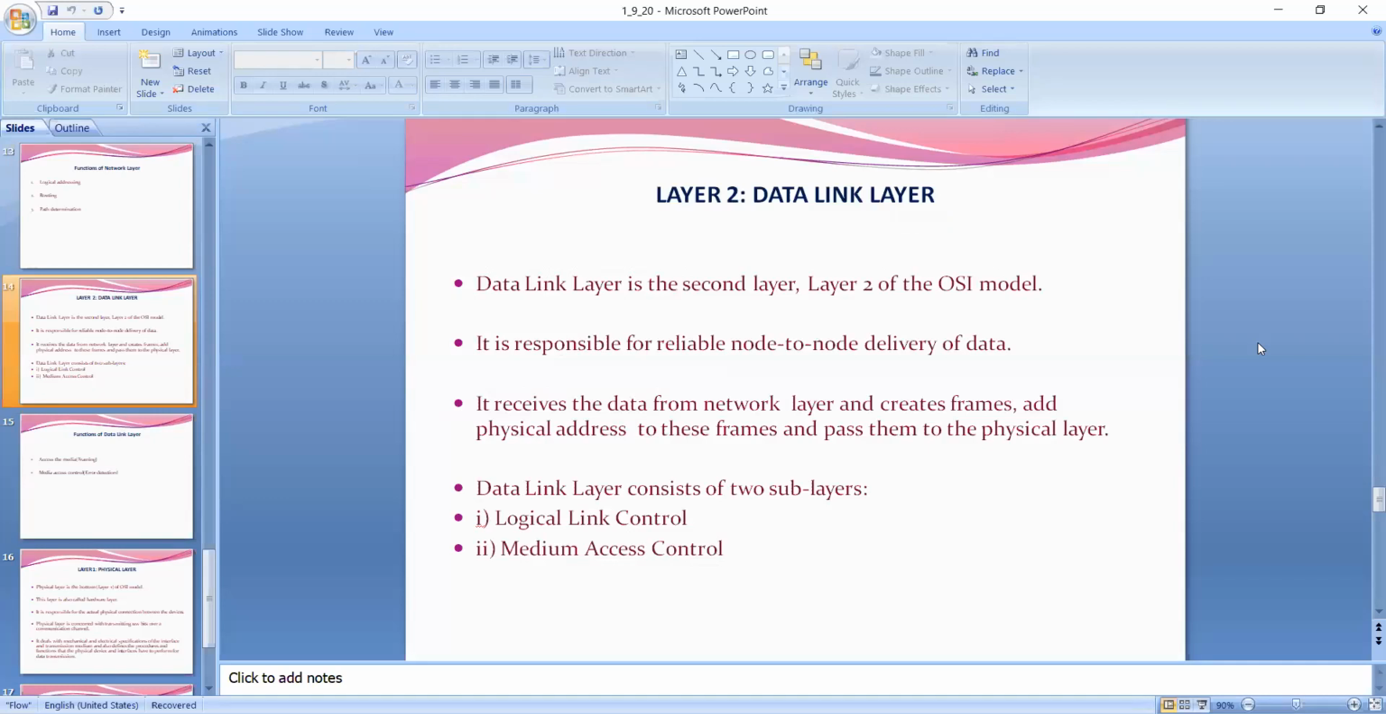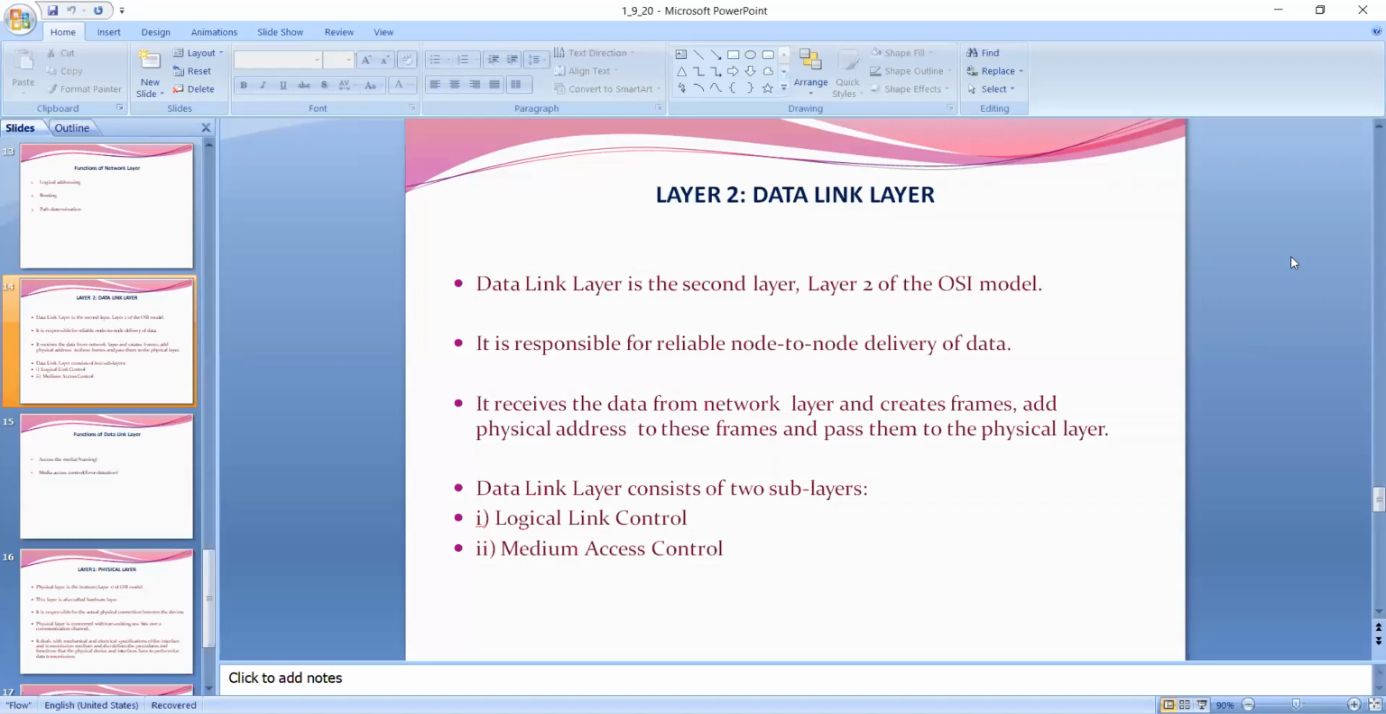Once again, in the transport layer, the data is in the form of segments. In the network layer, it is in the form of packets. And in the data link layer, it is in the form of frames. The data link layer consists of two sub-layers: the logical link control layer and the medium access control layer, simply the MAC layer.